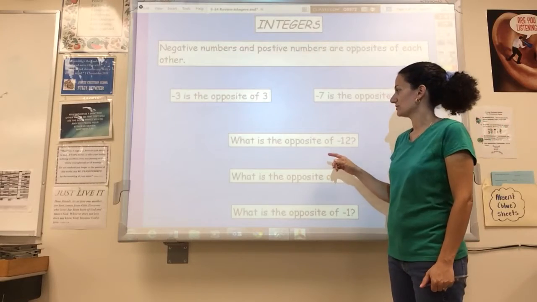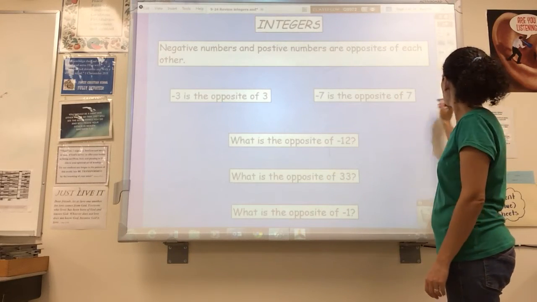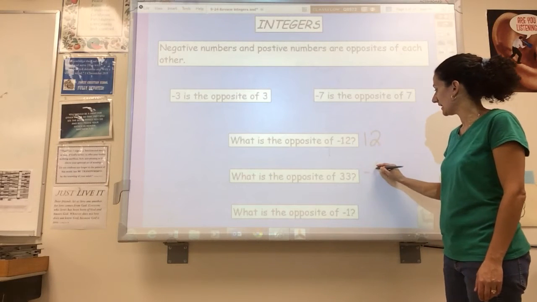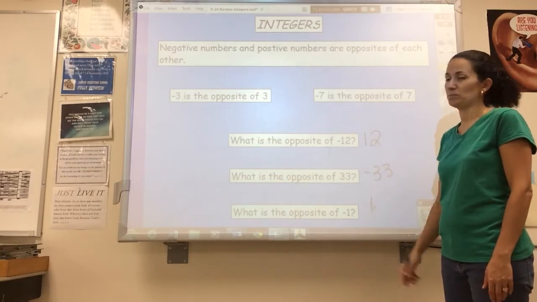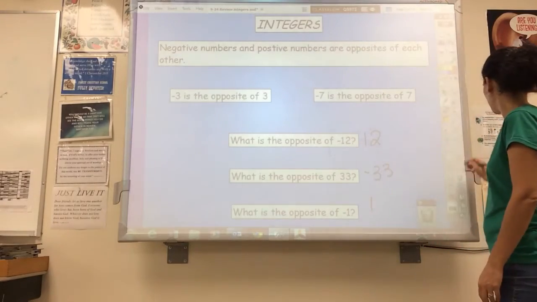Let's check your answers. The opposite of -12 is 12. The opposite of 33 is -33. The opposite of -1 is simply 1. Got opposites? They're pretty easy.